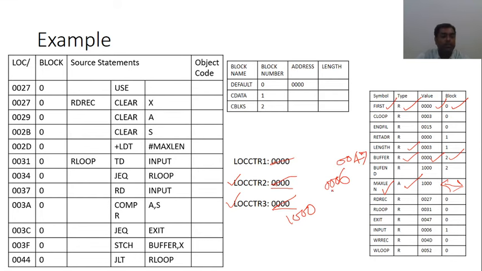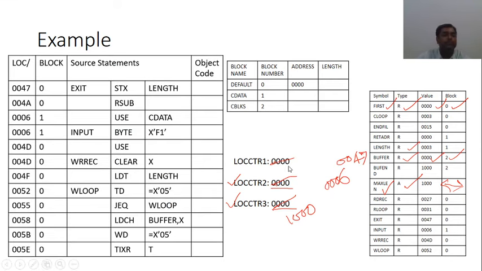Now the next part of this program is this one. Current value of location counter 1 is 0047, and this is from block 0. So the next value is 0047. This is written in format 3. So the next value becomes 004A. This one becomes 004A. RSUB takes 3 bytes of memory. So the next value becomes 004D.